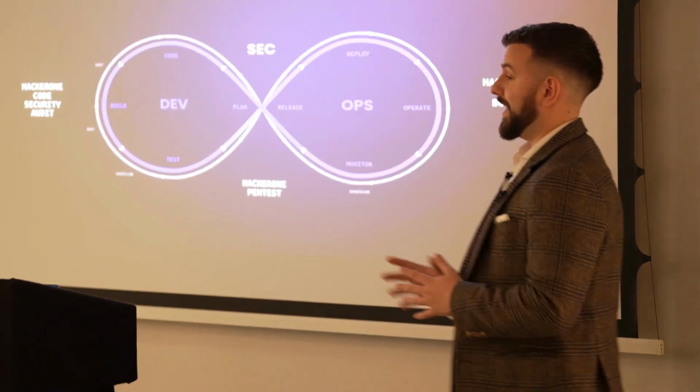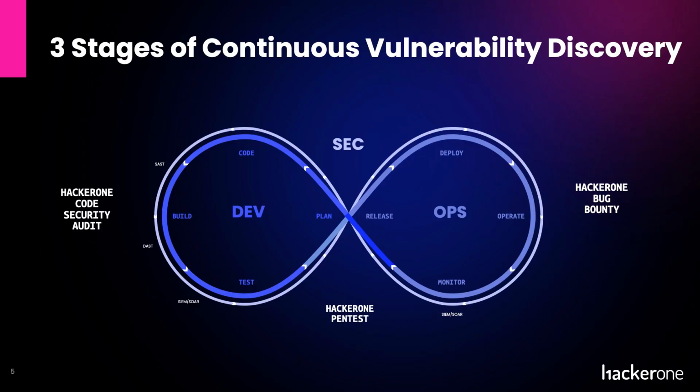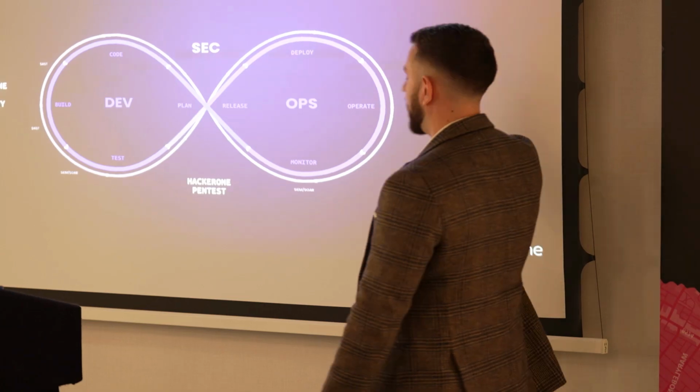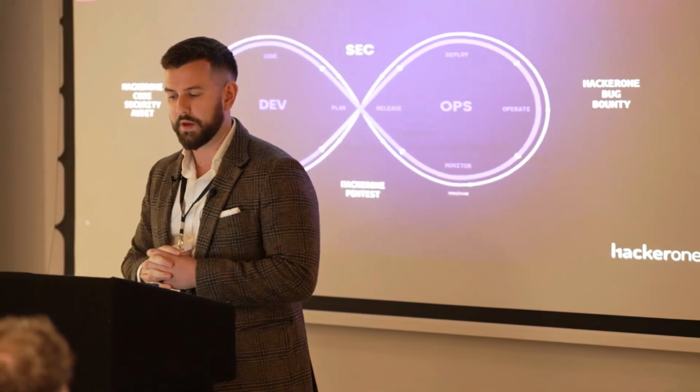Some of you are probably sick to death of seeing the DevSecOps infinity loop. I've just put it up here because it's quite a nice way to visualize this. So when you're coding and building that code within your SCM, you can run code security audit. When you're ready to release and you're at that UAT stage, you've compiled your applications, we can pen test. When that application has been released, it's passed all the checks of the pen test, and it's out in the wild, it's operating, it's being monitored, you'll be running HackerOne Bug Bounty continuously throughout the year.